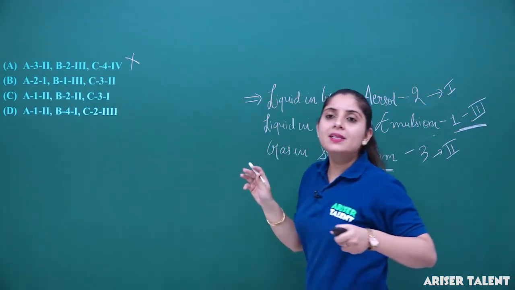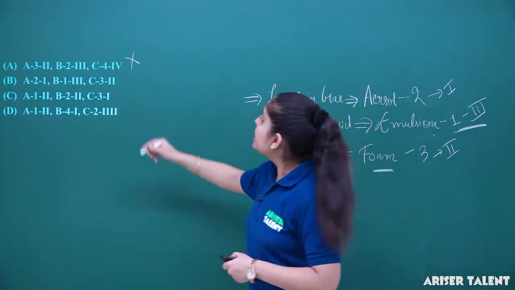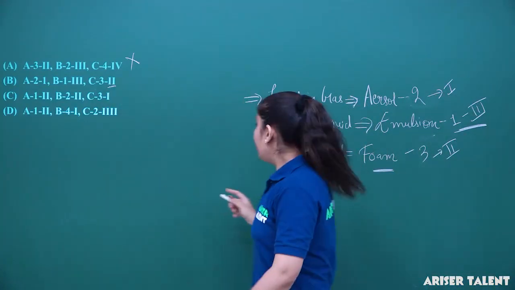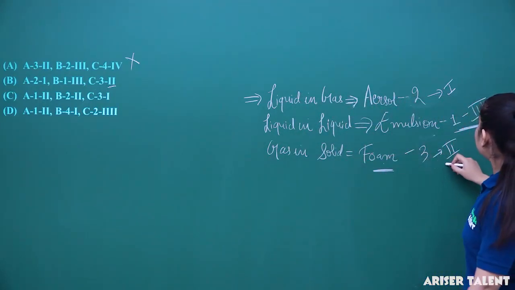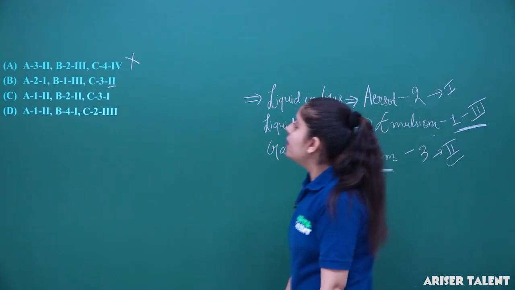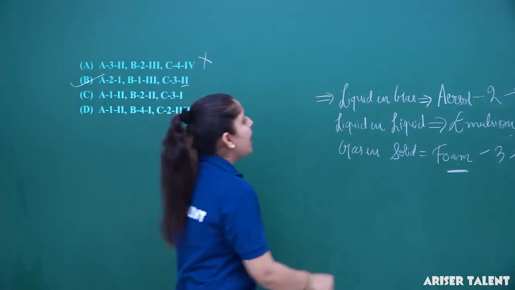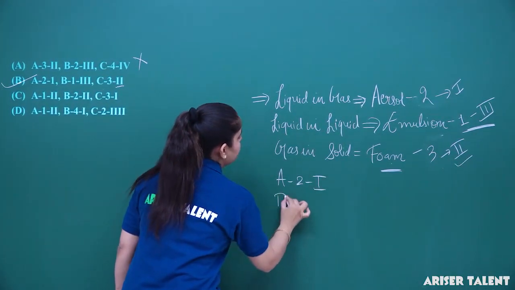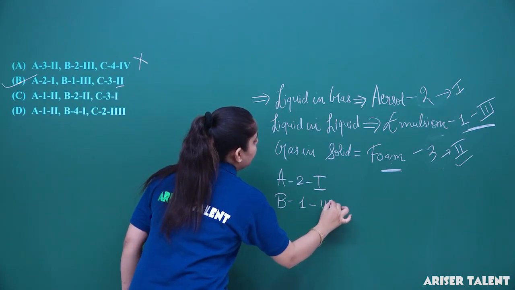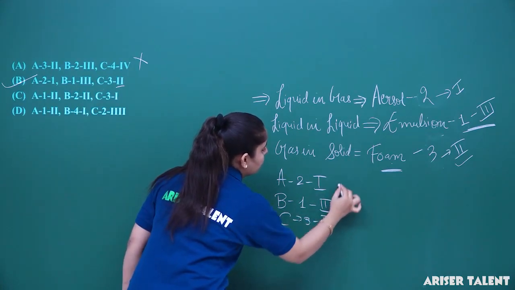C32 means C will be the mixture, 3 will be its type, and the second number is the example given. So it will be C3 second. Which option is correct here? Option B will be the correct answer for this sequence. So I can write here A21, B13 and C32.